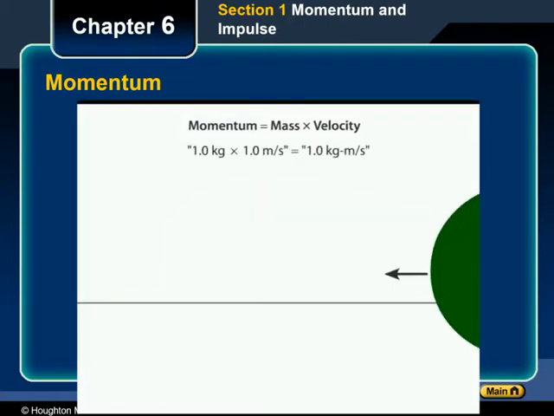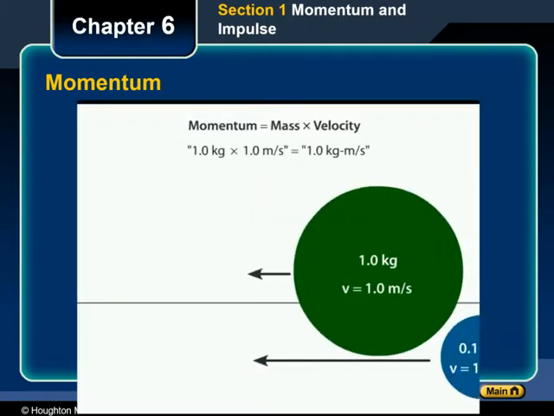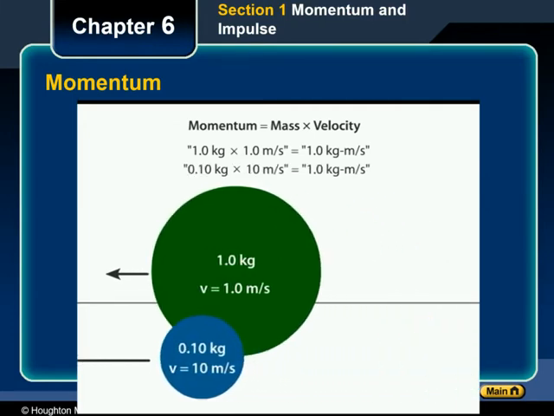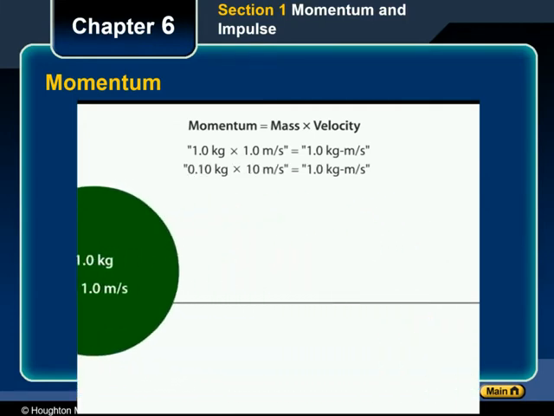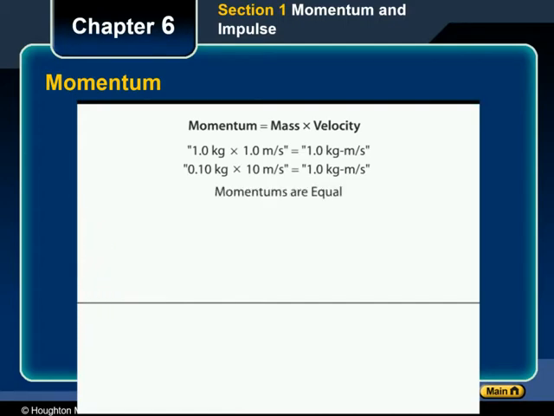The momentum of an object is the product of its mass and its velocity. Momentum is measured in units of kilogram meters per second. A massive, slow-moving object may have the same momentum as a less massive, fast-moving object.